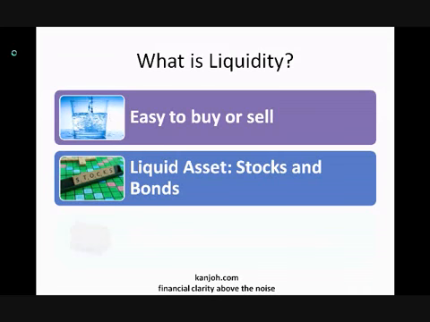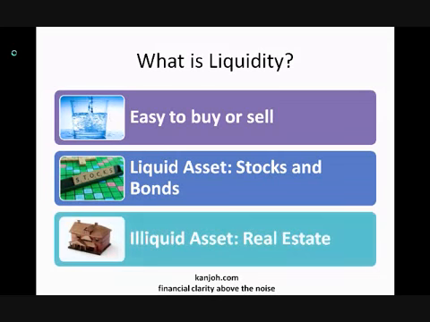An example of an illiquid asset, on the other hand, is real estate. Real estate is not traded on a global exchange. It might take weeks, months, maybe even years to find a private buyer. So real estate, as a result, is not easy to buy or sell in the short run.